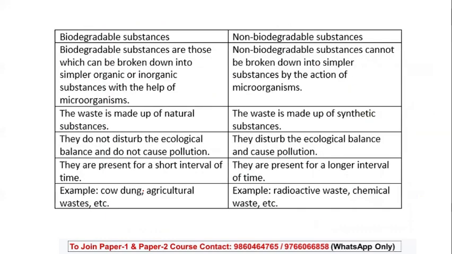Now, we have studied what is biodegradable and non-biodegradable substances. So the one which can be broken down into simple organic forms or inorganic substances is called biodegradable, but one which cannot be broken down is non-biodegradable. Biodegradable waste is made up of natural substances, but non-biodegradable is made up of synthetic substances. Biodegradable ones do not disturb the ecology and do not cause pollution, whereas non-biodegradable ones lead to a lot of disturbance in the ecological balance and cause pollution. They have a very short life, whereas non-biodegradable have a very long life. Examples are cow dung or agriculture waste. For non-biodegradable, they are radioactive waste or chemical waste.